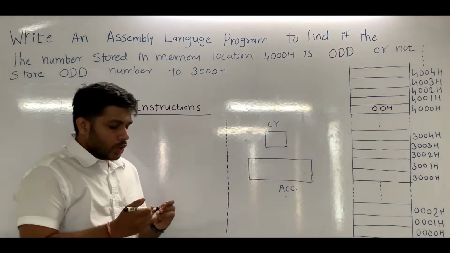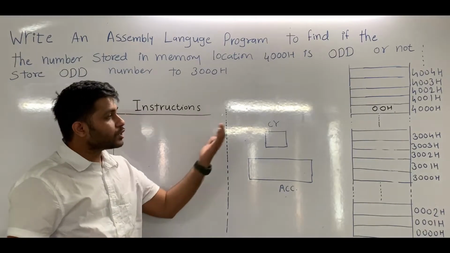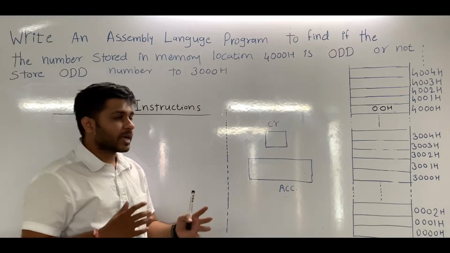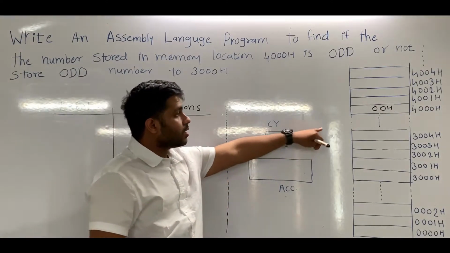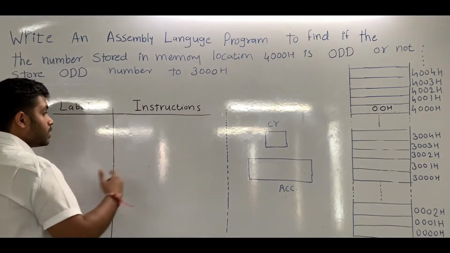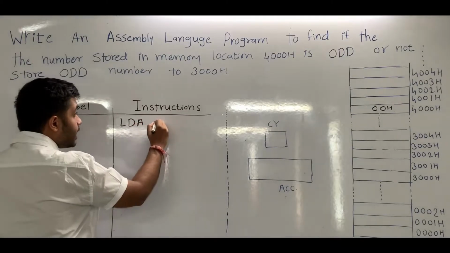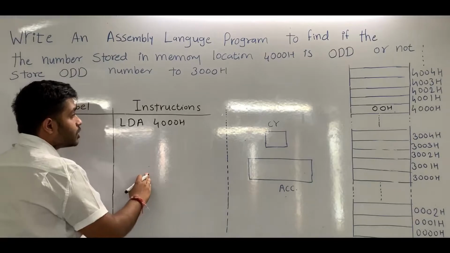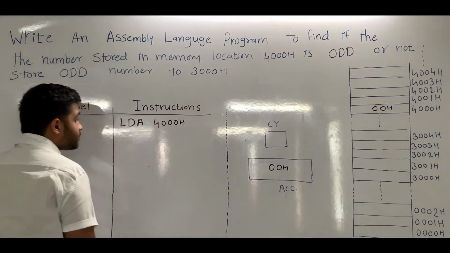Now to check whether the number is odd or not, we have to first transfer the data from the memory location to the microprocessor, because microprocessor cannot perform any operation on the memory location directly. So first we will transfer the data to the accumulator. For that we will use the instruction LDA 4000H. When we use the LDA 4000H, the data from the 4000H will be transferred to the accumulator.